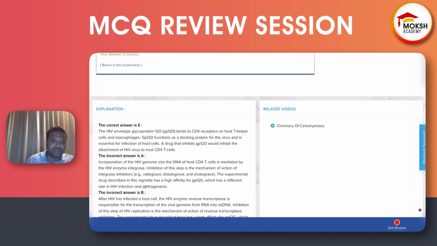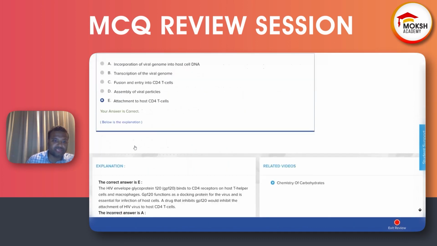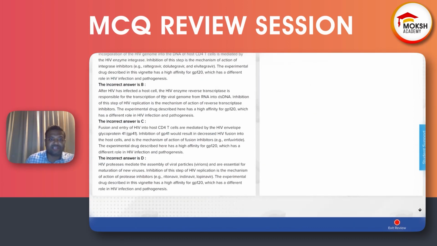The experimental drug described in this vignette has high affinity for GP120, which has a different role in HIV infection and pathogenesis. Now option B. After HIV has infected a host cell, the HIV enzyme reverse transcriptase is responsible for transcription of the viral genome from RNA to DNA. Once they make their DNA, they incorporate it into the host genome. Inhibition of this step of HIV replication is the mechanism of action of reverse transcriptase inhibitors, nucleoside reverse transcriptase inhibitors and non-nucleoside reverse transcriptase inhibitors, NRTI and NNRTI. So the experimental drug is not this, it is not the answer.